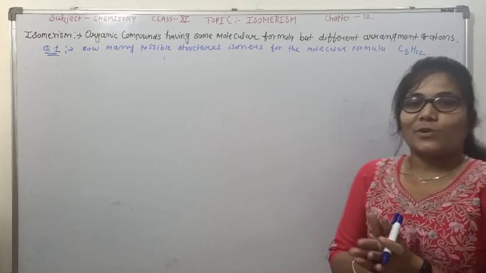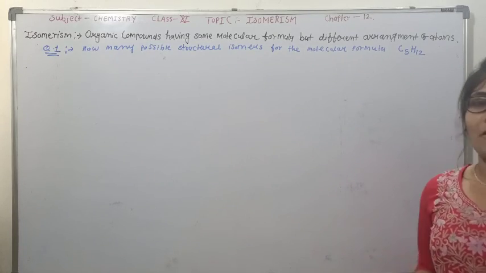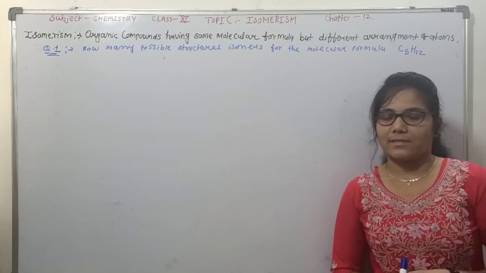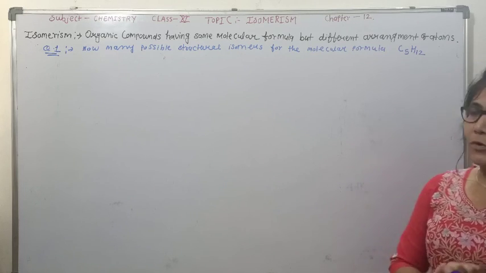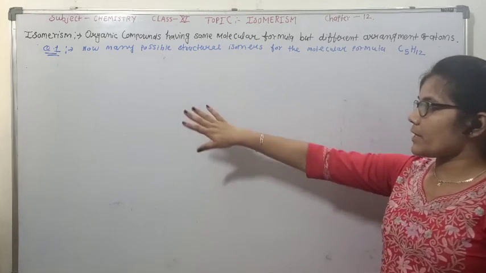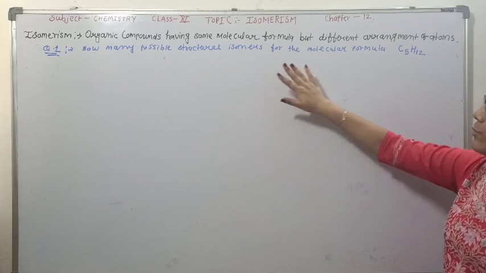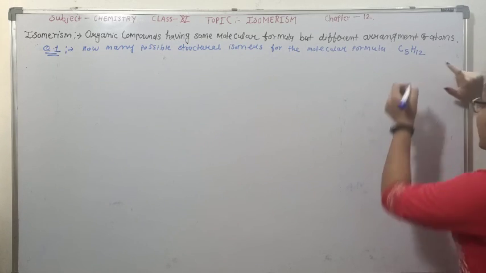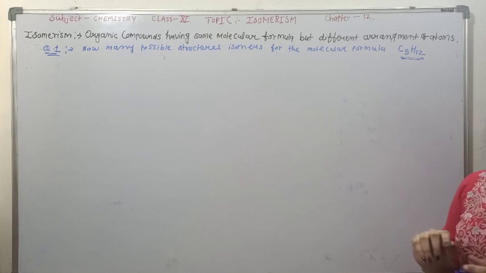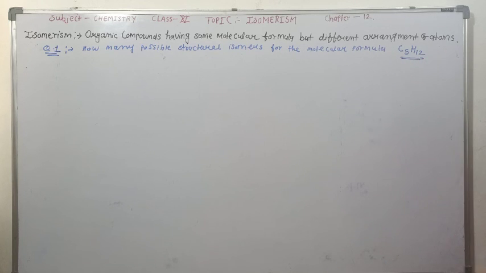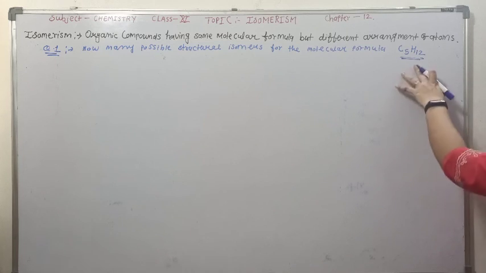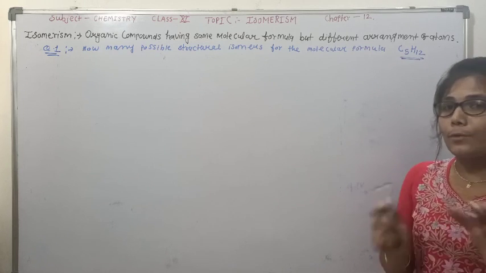Now the question is, what type of question is asked from this concept of isomerism? Let's practice a few questions. The question is, how many possible structural isomers are there for the molecular formula C5H12? We are provided with the molecular formula and asked how many structural isomers are possible.